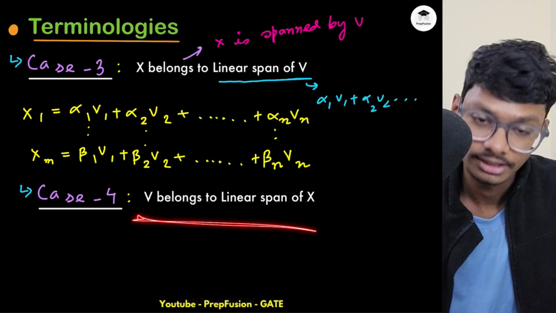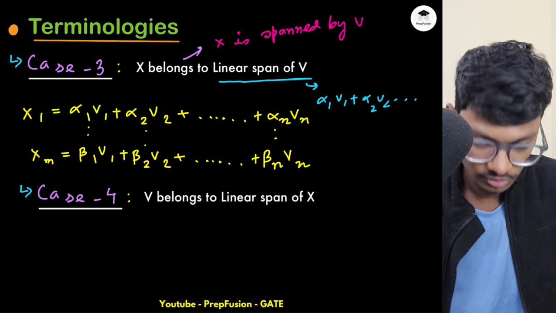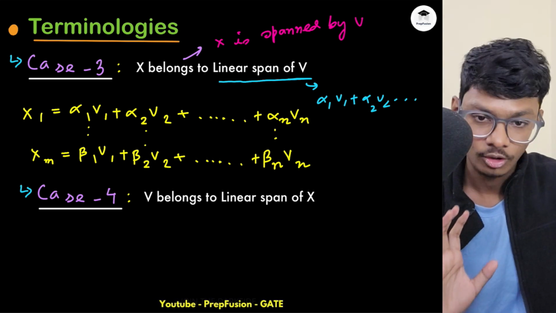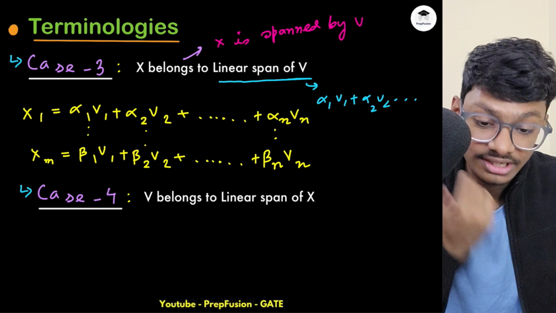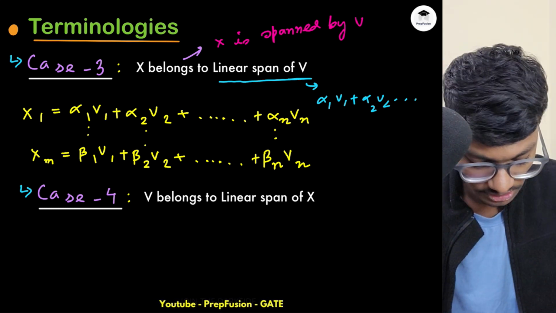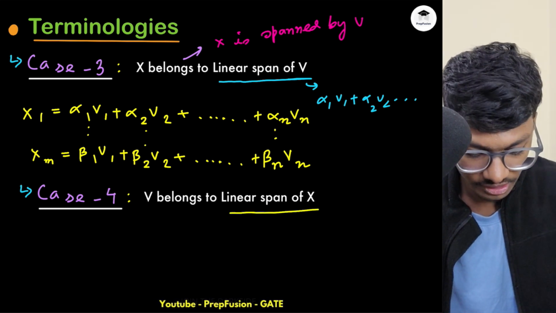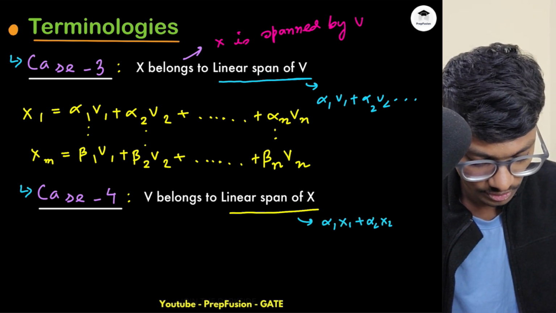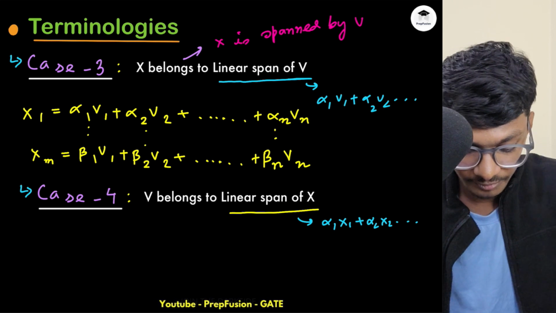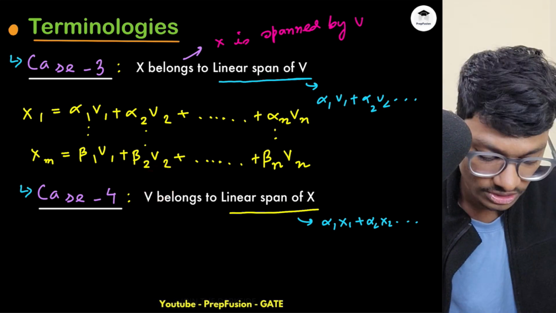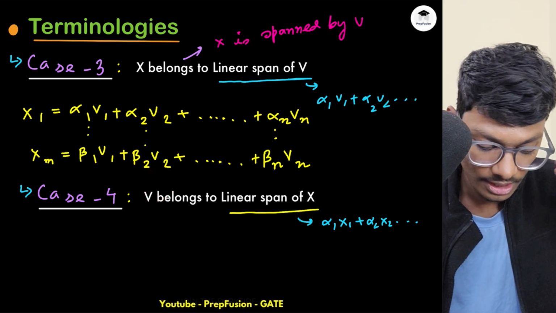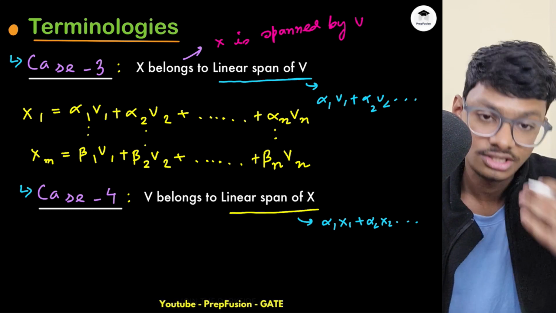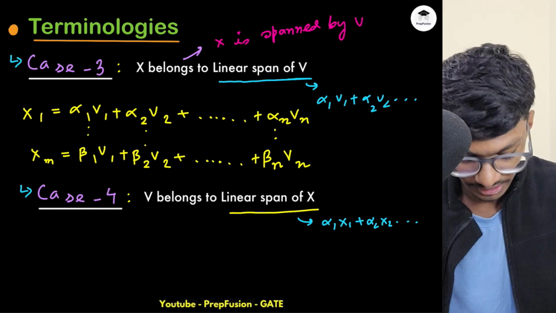Then the fourth case. What is the fourth case? The fourth case is V belongs to the linear span of X. So what is the linear span of X? This means basically the linear combinations of X, again alpha 1 X1 plus alpha 2 X2 and so on. So V belongs to this, so V is equal to this. So V is spanned by X.